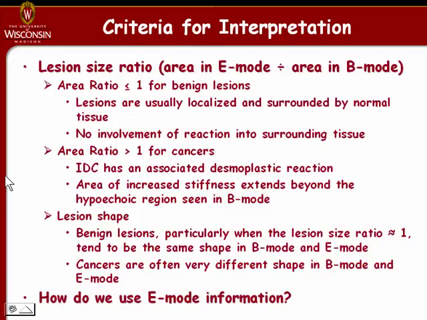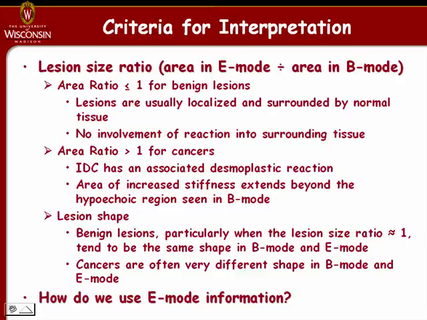Well, one of the things that we've learned is really a follow-up of the work that Brian Guerra described in his paper in 1997 in Radiology, and that is to compare the size of the lesion in B mode to the size in the elasticity, or E mode, image. We know that if the area of the lesion in the strain or elasticity image compared to B mode, the ratio of those, is less than or roughly equal to 1, that's usually suggestive of a benign lesion.